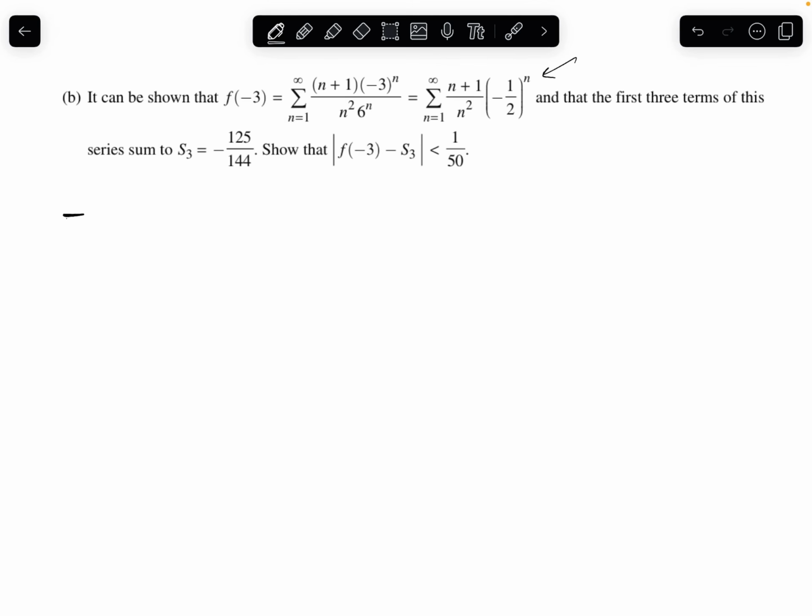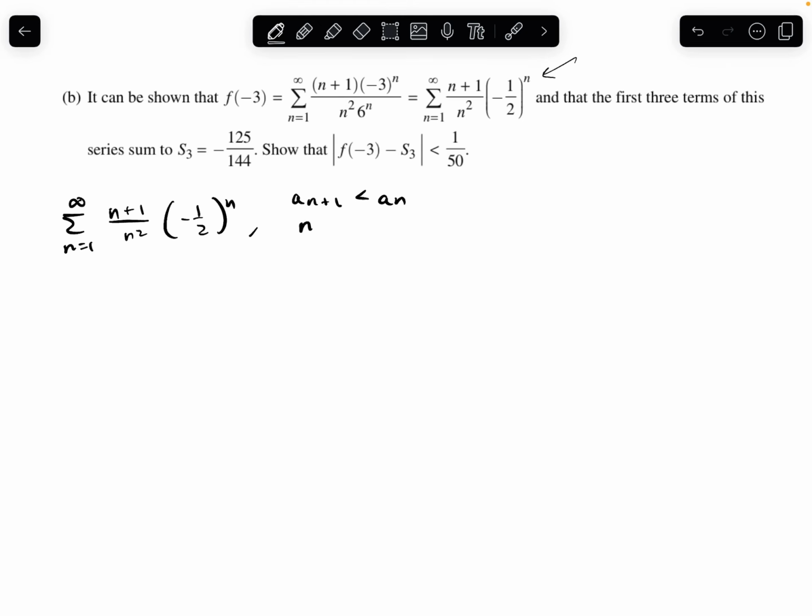I'm not sure if the scoring guide is going to require this, but the first thing I do want to do is I just want to show that this series, n plus 1 over n squared times negative 1/2 to the n, because this series is alternating, meaning the terms alternate in sign, I want to show that it actually will converge by the alternating series test. So I'm going to say that a sub n plus 1 is less than a sub n. That's the first condition for the alternating series test.